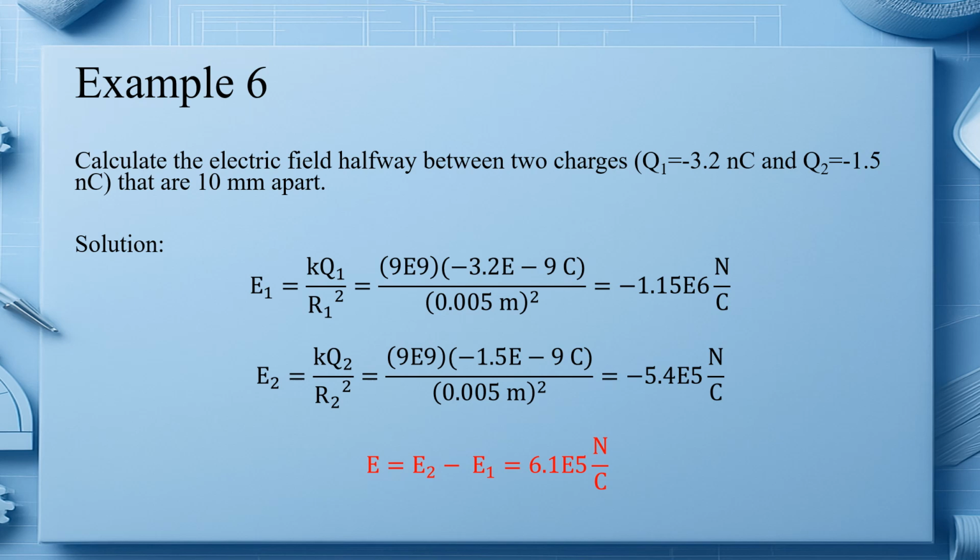So the electric field for the first charge, we have negative 1.15 times 10 raised to 6 Newton per coulomb. And for the next charge, we have negative 5.4 times 10 raised to 5 Newton per coulomb. So the electric field halfway between the two charges is E2 minus E1. So we have 6.1 times 10 raised to 5 Newton per coulomb.